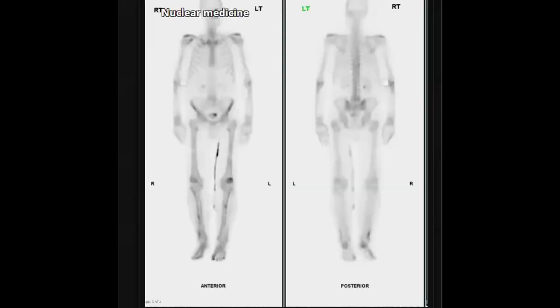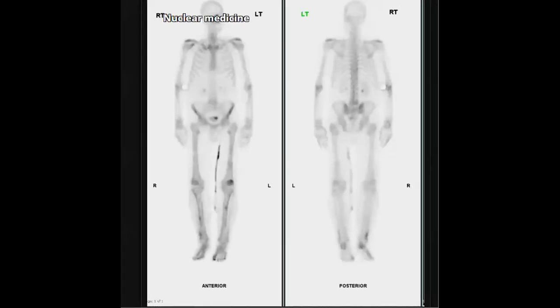Yes, sometimes they have some degenerative changes. As I told you, this is a common finding in the bone scan. You can find some changes in the symphysis pubis, in the hip, in the shoulder. Okay, so let's go to another type of bone scan.